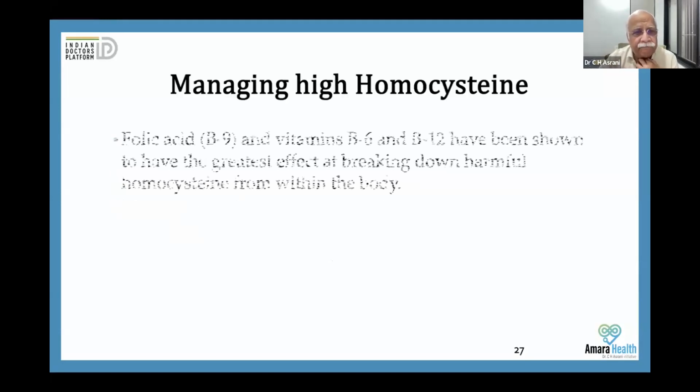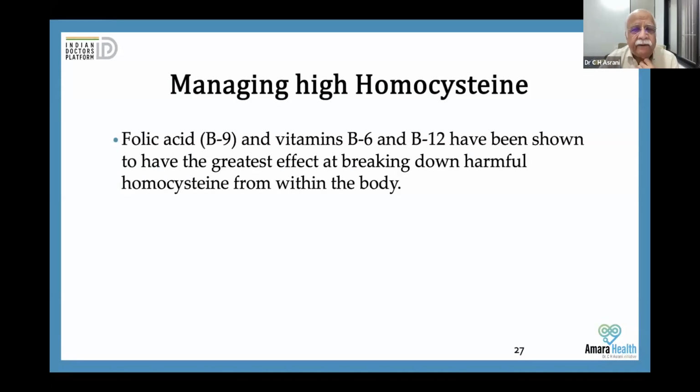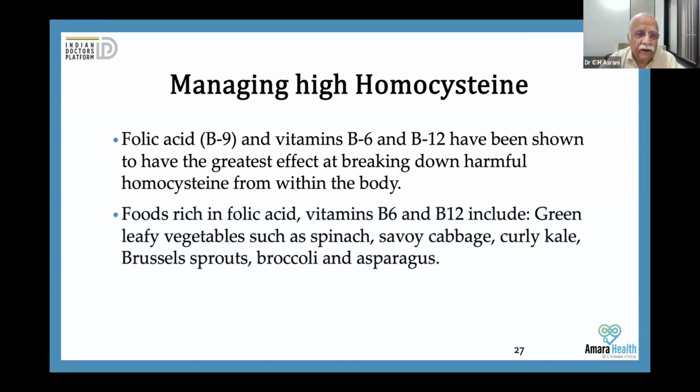How do you manage? Folic acid, B9, vitamin B6 and B12 have been shown to have the greatest effect at breaking down homocysteine within our body. So you need to increase this by diet. Foods rich in folic acid, vitamin B6 and B12 include green leafy vegetables, spinach, Savoy cabbage. There's a green cabbage. Kale is something like spinach, available very freely nowadays in malls. Brussels sprouts, broccoli and asparagus.